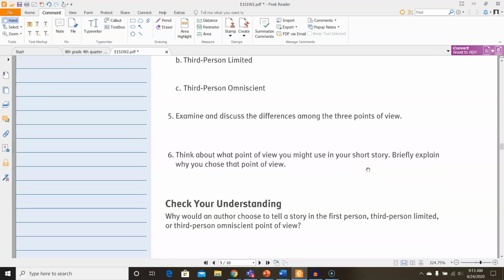And then for number 6, it says think about what point of view you might use in your short story. Briefly explain why you chose that point of view. So pick one of these three in order to write your short story, or prepare for writing your short story, and explain why you think you want to use that point of view when you're writing.